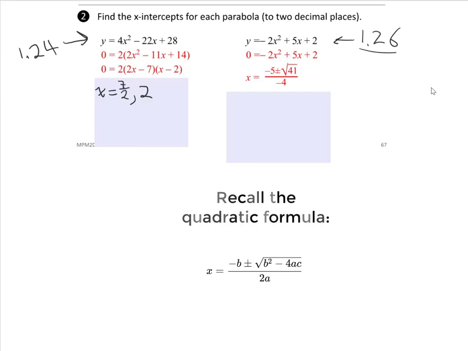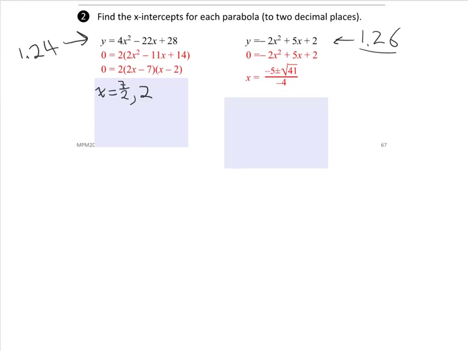You know factoring. So 1.24 is fine. And that's just how you work through that. So you do negative 5 plus minus root 41 all over negative 4. So you do plus first, then minus, and you should get x is equal to about negative 0.35 and positive 2.85. And those are rounded to 2 decimal places.